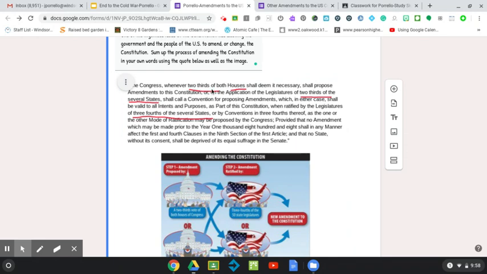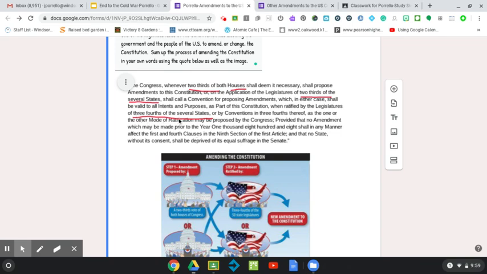You need 2/3 of both the Senate and the House of Representatives to vote that, hey, you know what, we should amend this Constitution. So one amendment that they came up with was the right of women to vote. Unfortunately, women did not have the right to vote until about 100 years ago. So when that was proposed, 2/3 of the Senate and the House of Representatives both voted yes, we need to change the Constitution so that women also have the right to vote. And then they left it up to the states to decide.